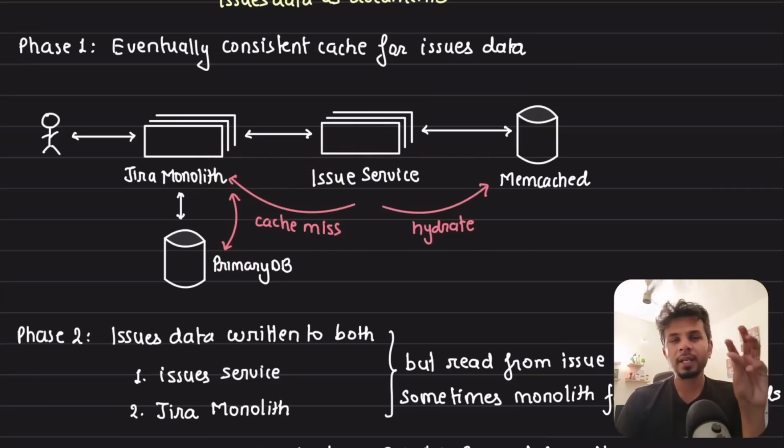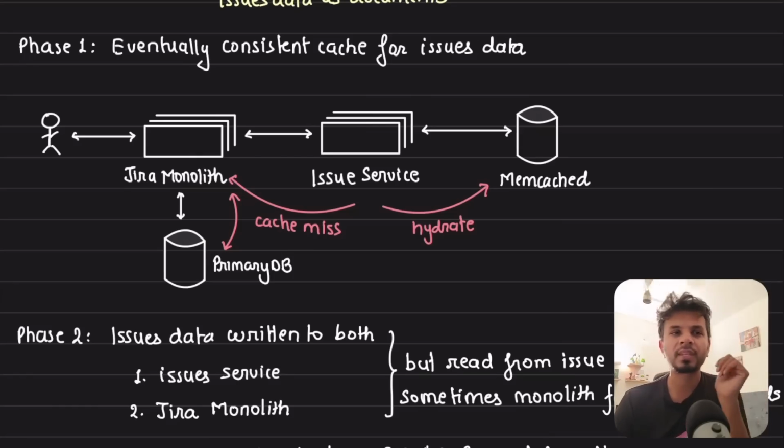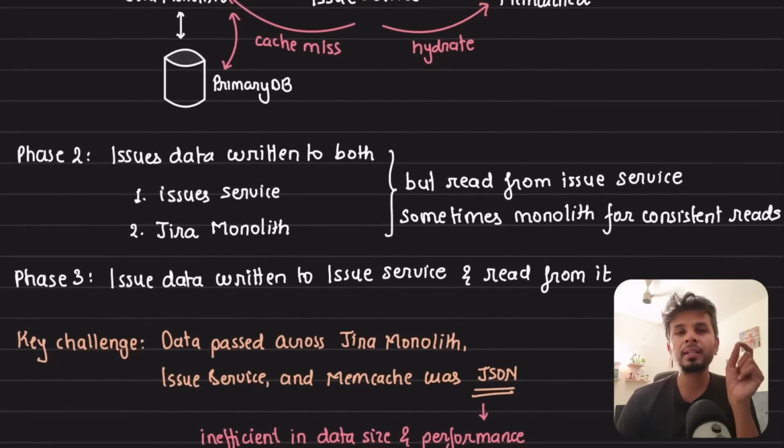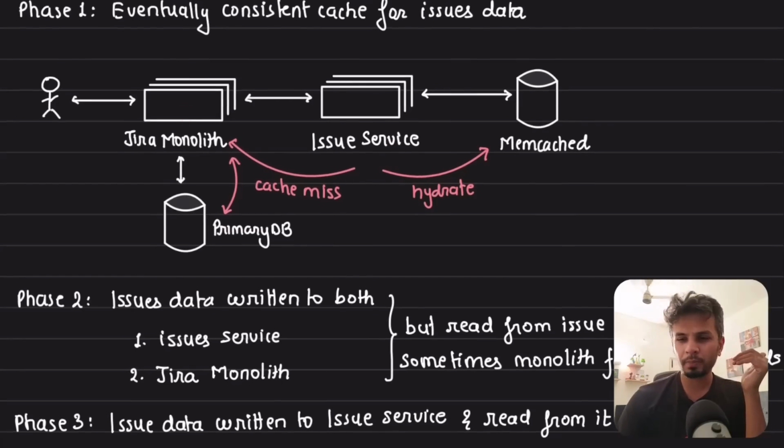Now, this is the first phase, where your issue service is acting as an eventually consistent cache for issues data. It is eventually consistent because this is a phased rollout. This is not a final version. Phase 2 is where the issues data is written to both the issues service and the Jira monolith. So this way, the writes that are going to your primary also go to the issues service.